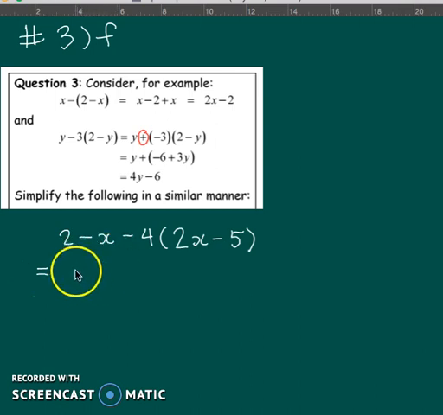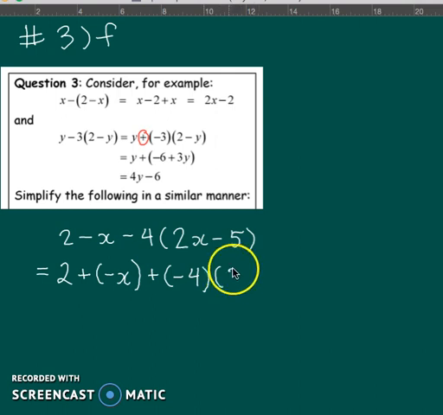Let's start right away turning these minuses into adding negatives. So what am I going to say? Instead of minus x, I'm going to say 2 plus negative x. Instead of saying minus 4, I'm going to say plus negative 4. And then that will be multiplied by 2x minus 5.